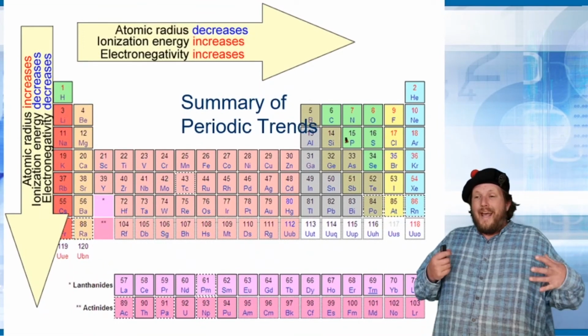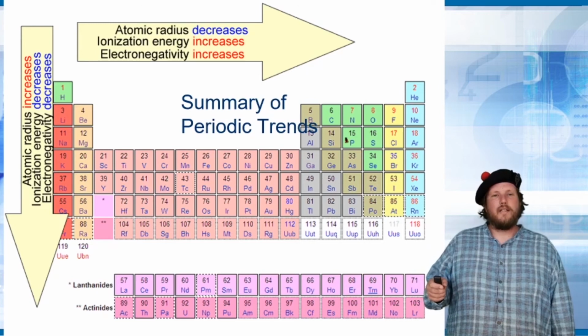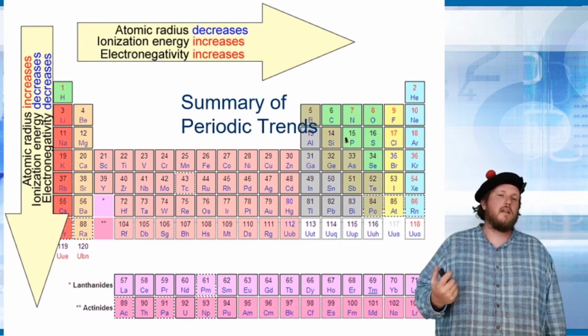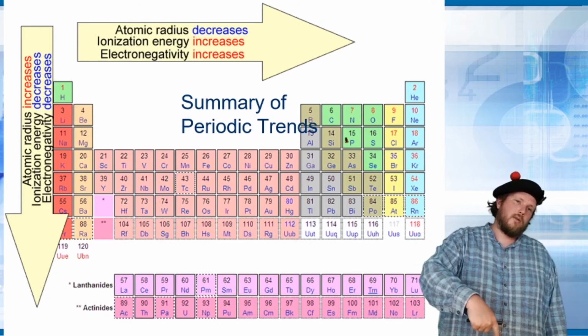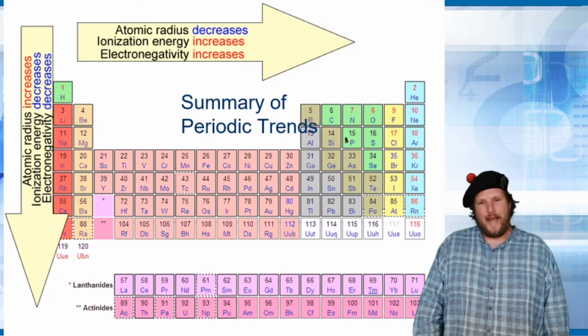So here's a summary of all of those periodic trends. Atomic radius decreases, ionization energy increases, and electronegativity increases as you go across. Atomic radius increases as you go down, ionization energy decreases, and electronegativity decreases as you go down.